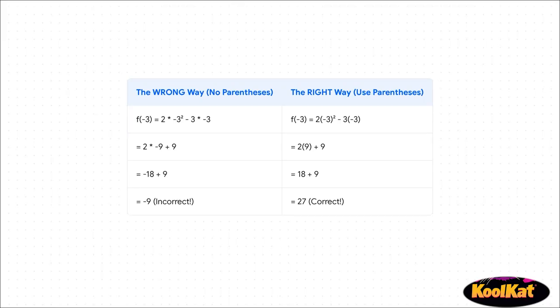Okay, check this out. The difference between getting this right and wrong is tiny, but the result is huge. Look at the wrong way. If you just type 2 times -3 squared into a calculator, it does 3 squared first, gets 9, and then sticks the negative on, giving you -9. But look at the right way. When you use parentheses, you're telling the calculator, no, square the entire -3. And a negative times a negative is a positive, so you get +9. Just look at the final answers. -9 versus +27. Totally different, all because of those two little parentheses.